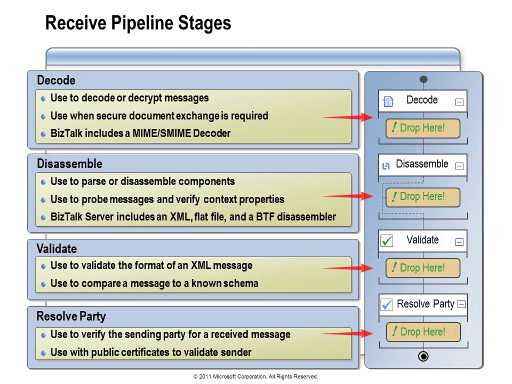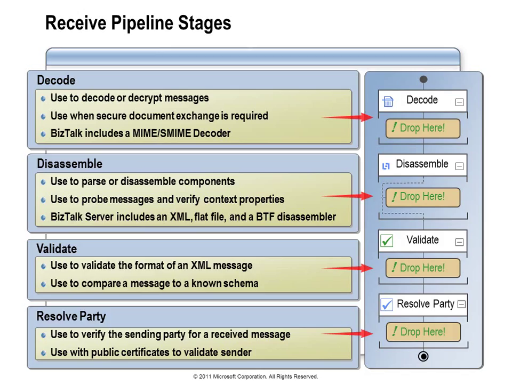When we add promoted property information to a schema, we are providing instructions to a pipeline component that will execute in the disassemble stage and read those values out of the message that it's processing and add them to the message context. So once the disassembler has completed its job, and if we have a component that can validate the message, the pipeline manager will then pass the message stream to the first validation component. And then when the validation components have completed their task, processing continues on to the resolve party stage.